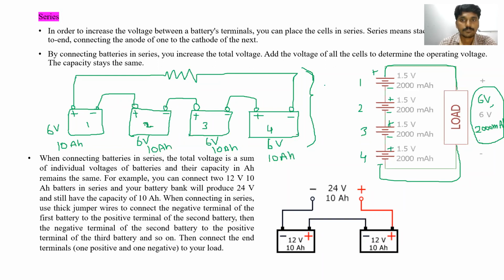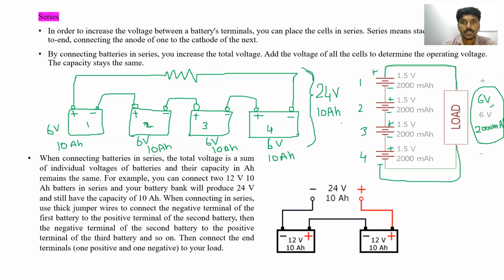So how much voltage? Please, anyone? 6 plus 6, how much? 24, exactly. Means 6 plus 6 plus 6 plus 6, 24 volts. Okay, 24 volts. And current is the same, 10 ampere hours. So the rated values of this battery bank is 24 volts, 10 ampere hours.